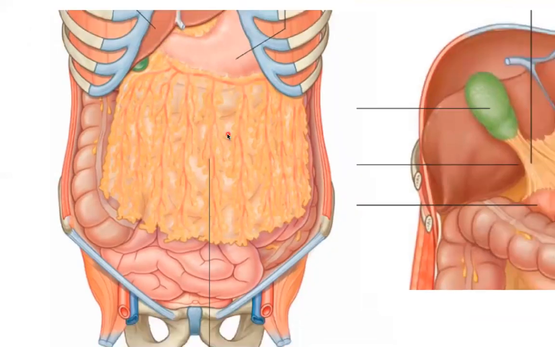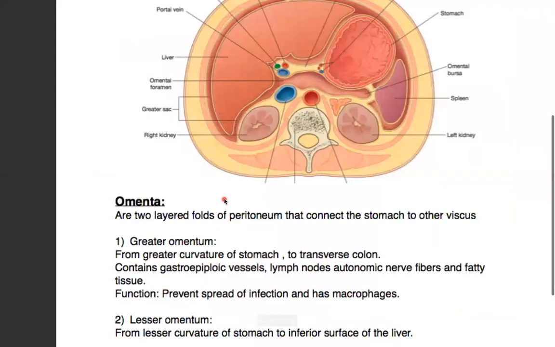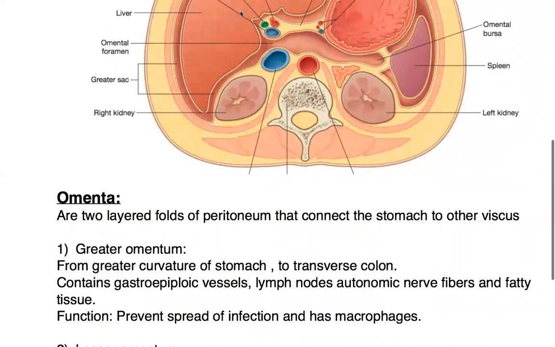The greater omentum is very important for one reason: it has a function. It prevents the spread of infection. It has a lot of macrophages. What does that mean? In any case of infection, the greater omentum would literally move towards the area of the infection and stop it from spreading. It's mentioned very often, especially in cases of appendicitis. If appendicitis happens and the appendix is inflamed, the greater omentum goes in the direction of the infection, to the appendix, and prevents the spread of the infection to the rest of the abdomen. So the important thing is that its function is preventing the spread of infection. Okay? Super important.